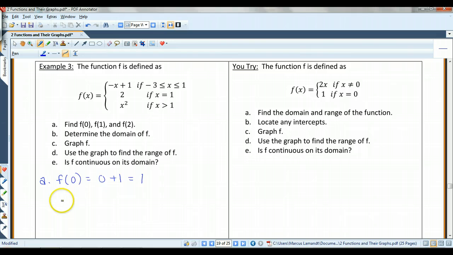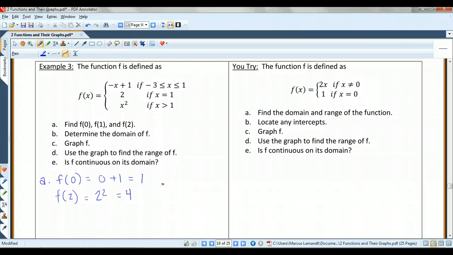F of 2, well, 2 is greater than 1, so I'm going to use this function. So this is 2 squared, 4. Okay? Determine the domain of f.